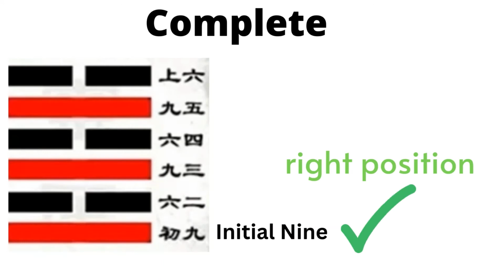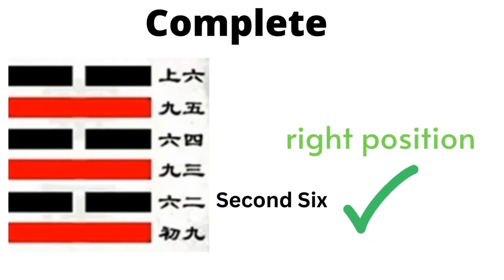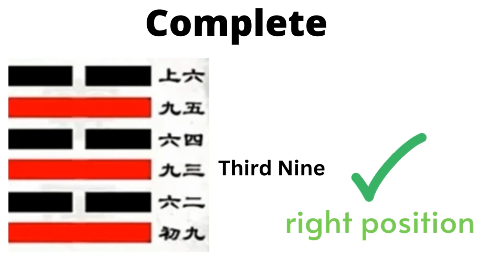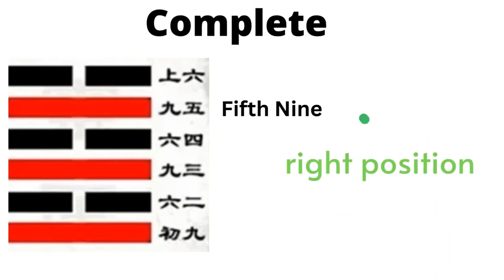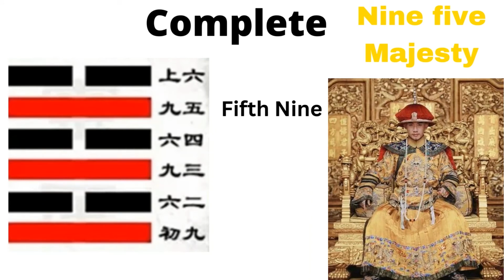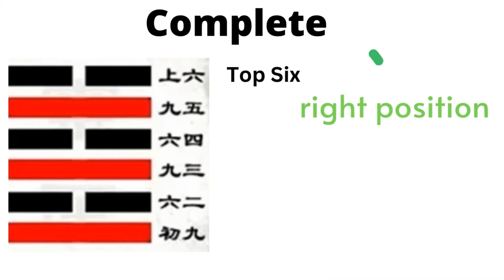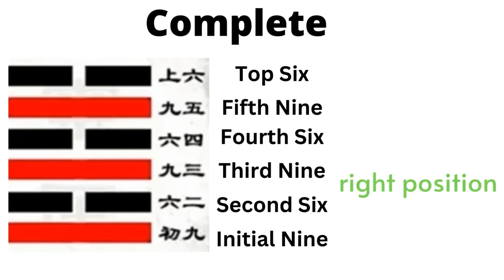Initial 9 is in the right position. Second 6 is in the right position. Third 9 is in the right position. Fourth 6 is in the right position. Fifth 9 is in the right position. Still remember 9-5 Majesty? It is the title that refers to the king. The 5th position is the most prestigious place. Yang Yao is in the right place and in the most prestigious position. It is a very good sign. Lastly, top 6 is also in the right position. All 6 yaos are in the right position.